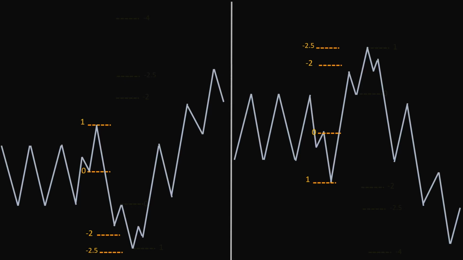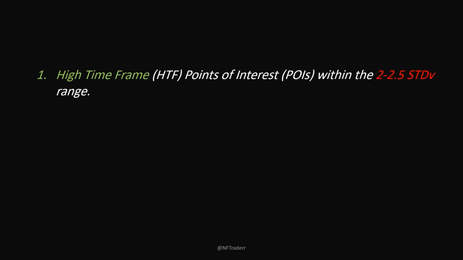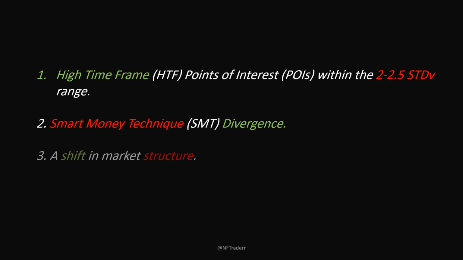To determine when the manipulation phase has concluded, consider these three key indicators. 1. High time frame points of interest within the 2 to 2.5 STDV range. 2. Smart money technique or SMT divergence. 3. A shift in market structure. Once all these criteria are met, we can confirm that manipulation is complete and look forward to entering the distribution phase. Remember, as one phase ends, another begins.